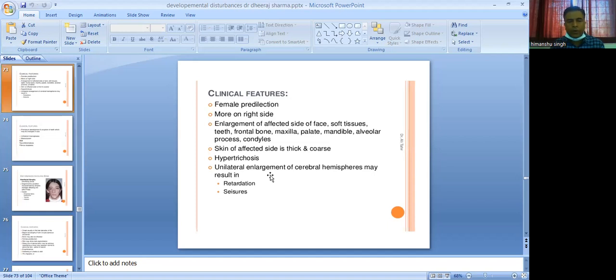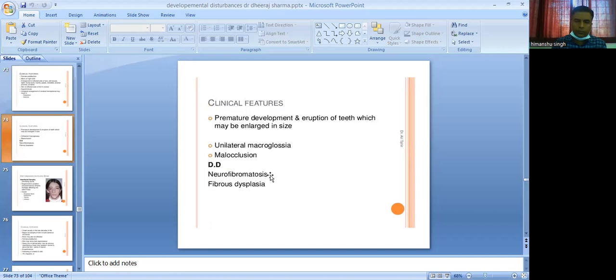The skin of the affected side is thick and coarse. Hypertrichosis is also seen, and there is abnormal alignment of the cerebral hemisphere on that side, which may result in mental retardation and seizures. Clinical features include premature development and eruption of teeth, which may be enlarged in size, unilateral macroglossia and malabsorption. Differential diagnosis includes neurofibromatosis and fibrous dysplasia.